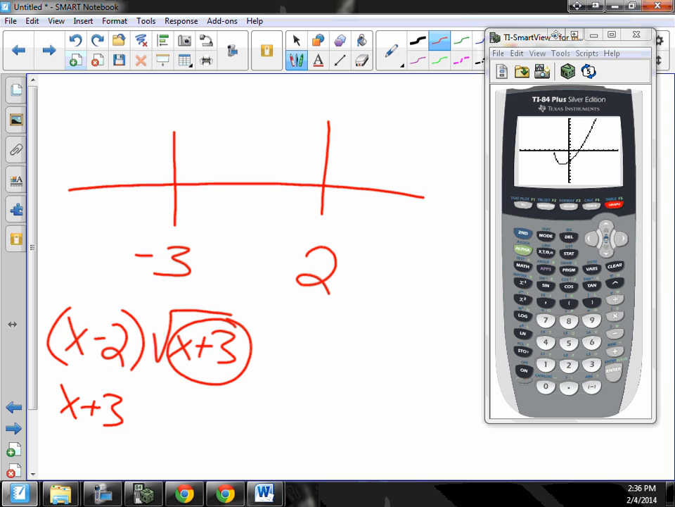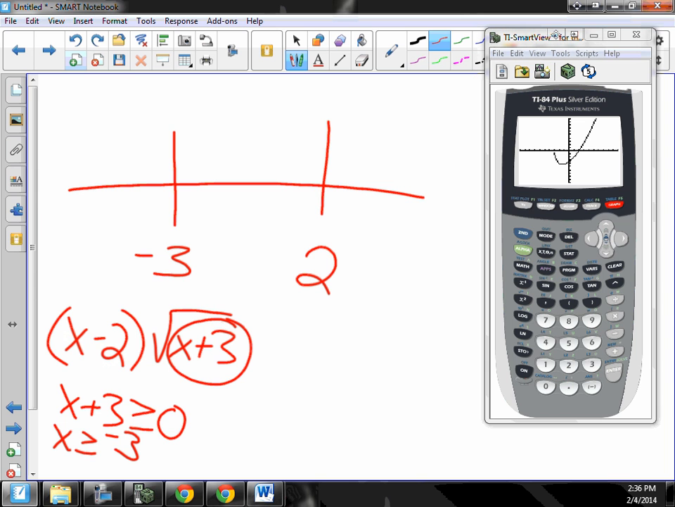Well, I'm going to set this up as bigger than or equal to 0, right? Because if x plus 3 is 0, is my square root okay? Yes. As long as my x plus 3 is 0 or positive, I'm fine. But if my x plus 3 is negative, then I get undefined because there's a negative square root. Okay? So that tells me that x has to be bigger than or equal to negative 3.